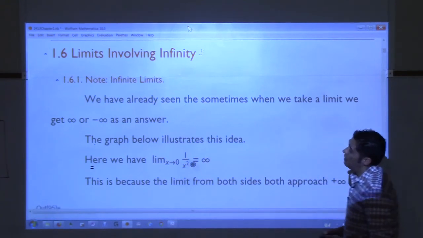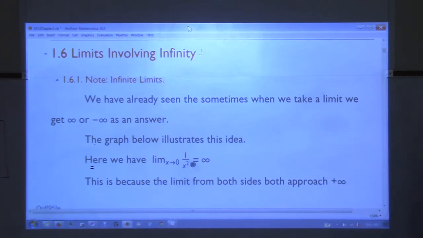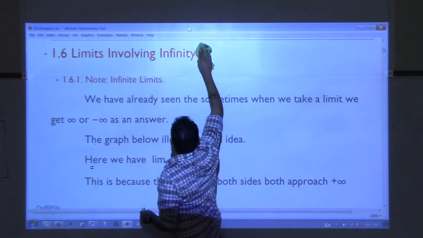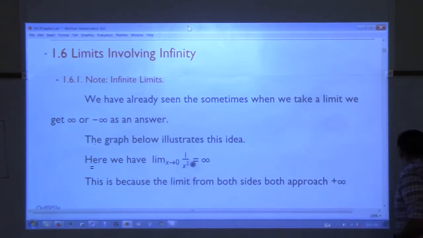So now we're going to talk about limits involving infinity. And maybe before we actually do that, we should talk about infinity.